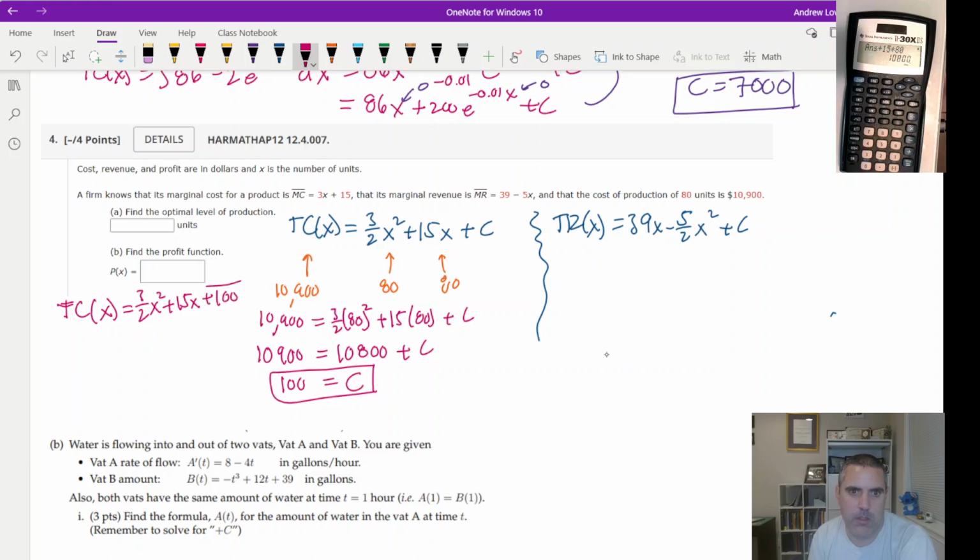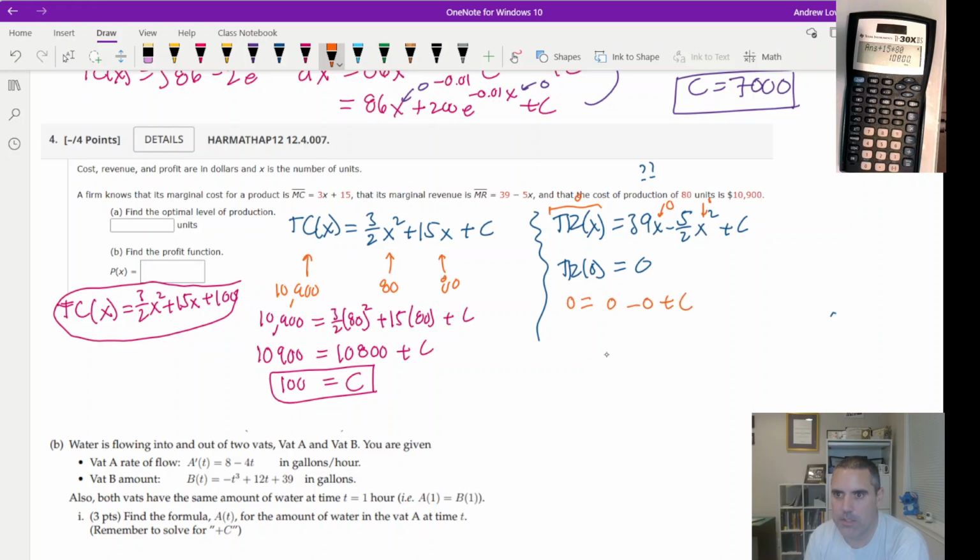Plus 100. Okay, success there. Total revenue looks like this, but they did not give us an initial condition. But you always have that total revenue at 0 is 0. If you sell 0 items, 0 money comes in. You always want to think about it as plugging in. So this is 0 and this is 0 when this is 0. So you get 0 is equal to 0 minus 0 plus c. C has to be 0. So total revenue is 39x minus 5/2 x squared.